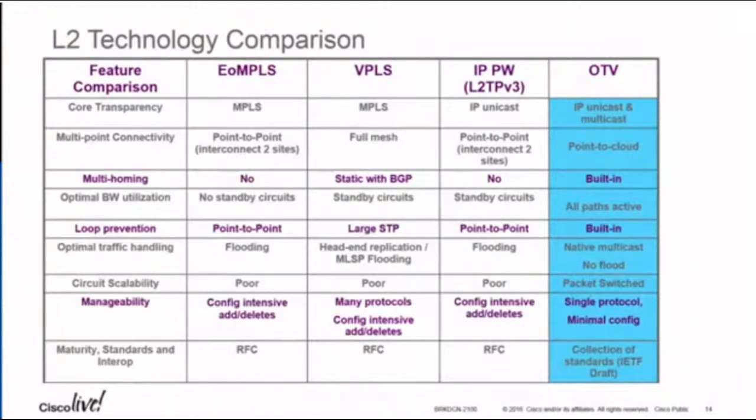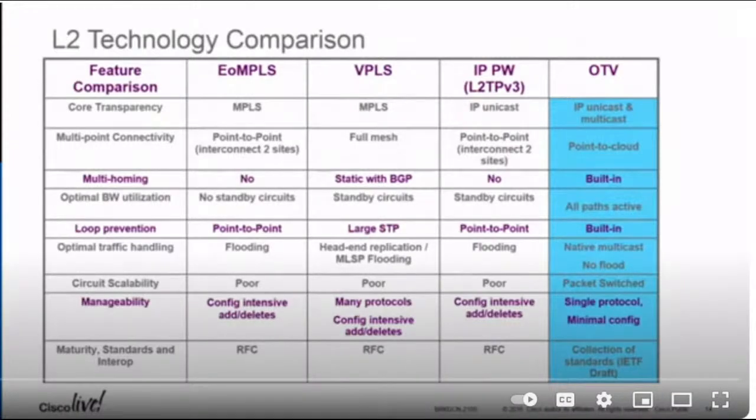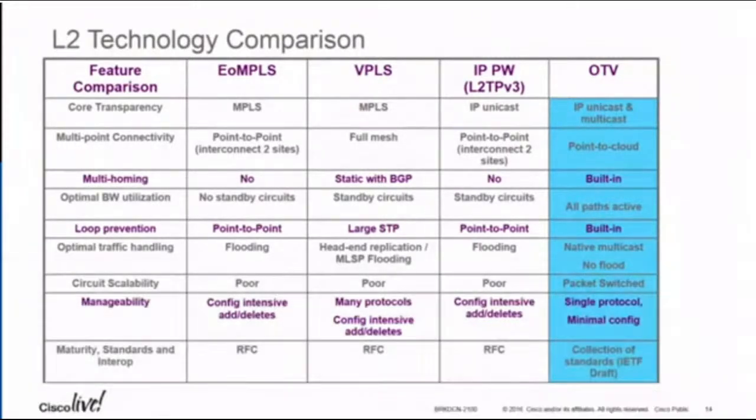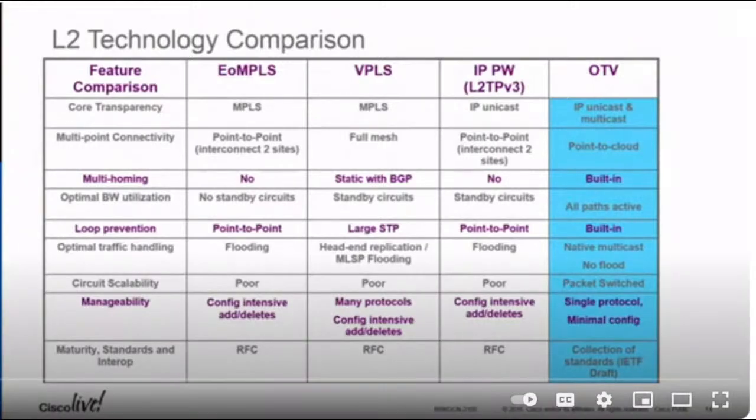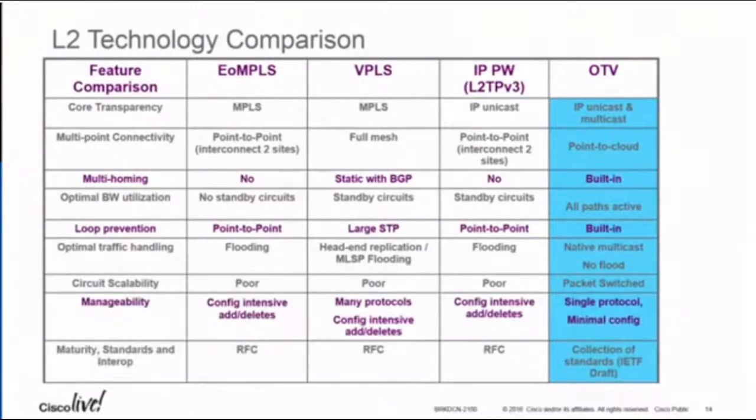I've highlighted a few points over there, not taking you through the whole of the table, just a few important points. Multi-homing. In EoMPLS and L2TPv3, there's no multi-homing at all. With VPLS, we can achieve that, but we have to add an additional protocol, BGP. What OTV does, multi-homing is built in. Again, loop prevention. The loop prevention mechanism for MPLS and L2TPv3 is point to point. But when I talk about VPLS, it's one large STP domain. In OTV again, it's a built-in feature.